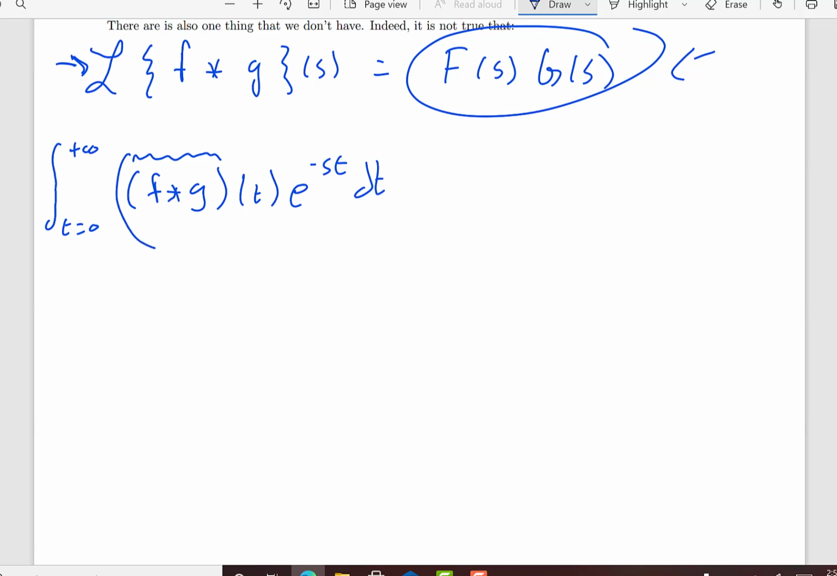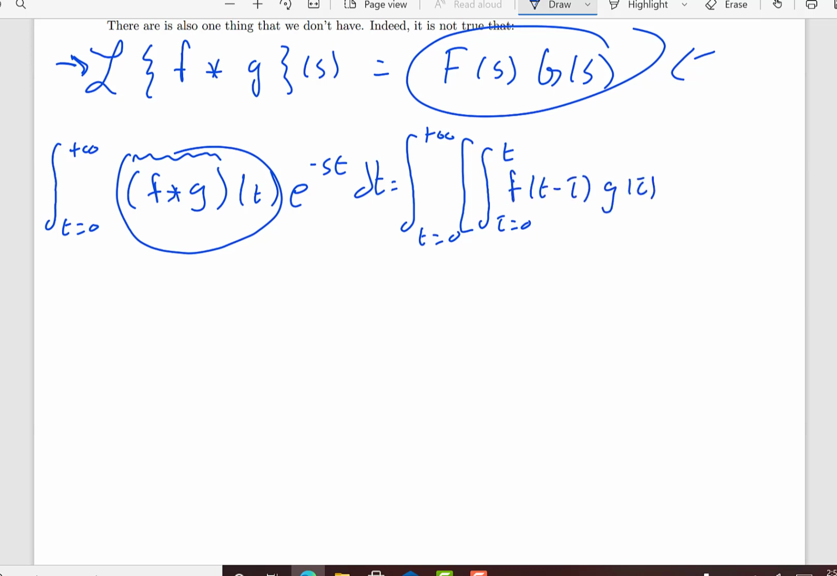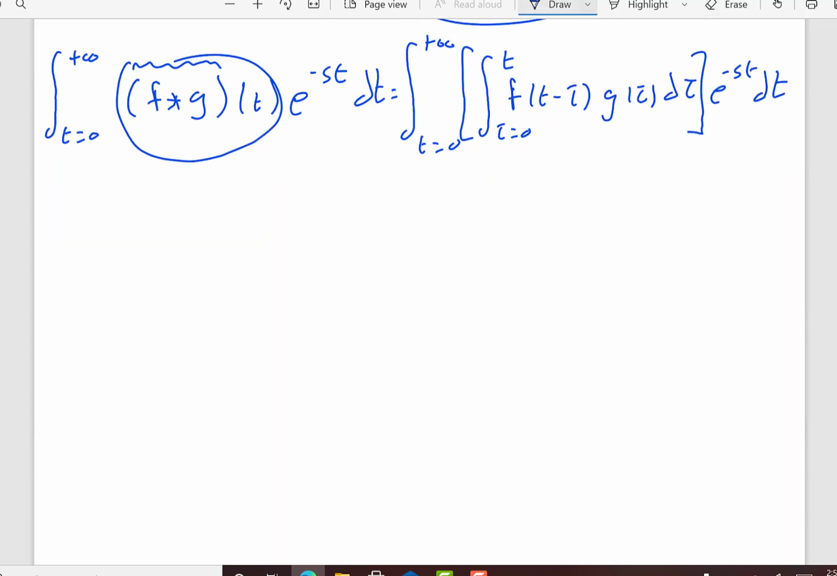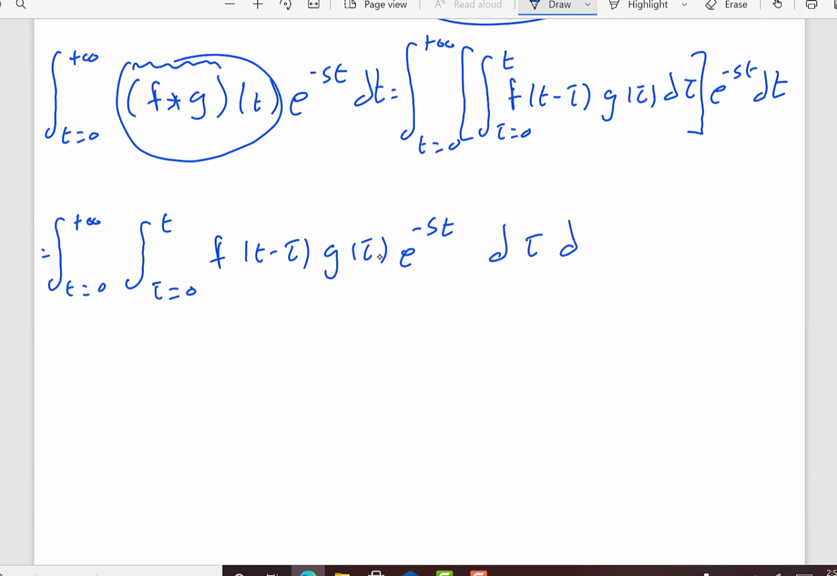Okay, now I'm going to plug in the definition of f star g. So I'll have an integral t equals 0 to positive infinity, and on the inside I'm going to have an integral tau goes from 0 to t of f of t minus tau g of tau d tau, and then on the outside I still have e to the minus st dt. So now I'm just going to write this without the brackets. This is going to be the integral from t equals 0 to positive infinity, the integral tau equals 0 to t, f of t minus tau g of tau e to the minus st, and then d tau dt.